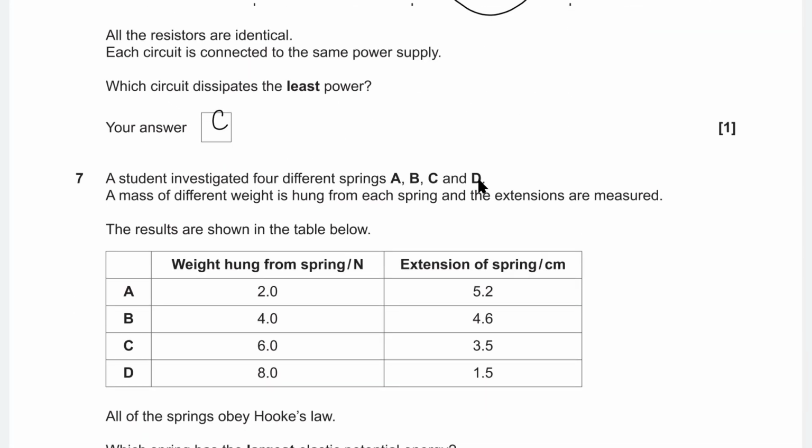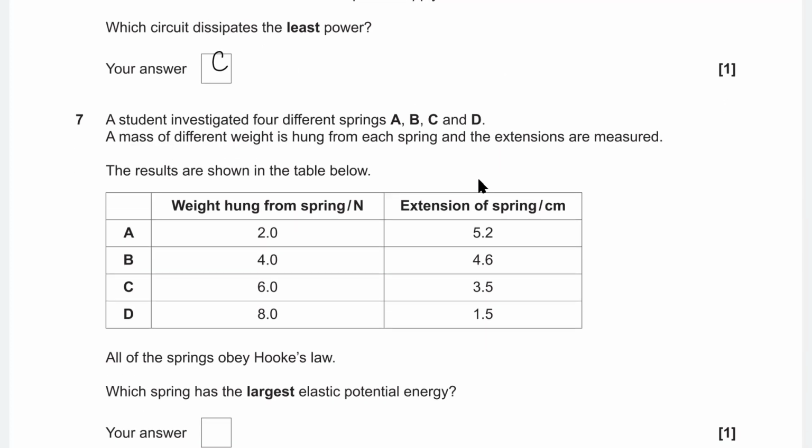Okay, next one. A student investigates 4 different springs, A, B, C, and D. And we have some weight and the extension of the spring. All of the springs obey Hooke's law. Which spring has the largest elastic potential energy? Okay, well, E is equal to a half kx squared. Well, we're not given k, but we know that also is going to be a half F times x. So we need the largest product of force times extension.